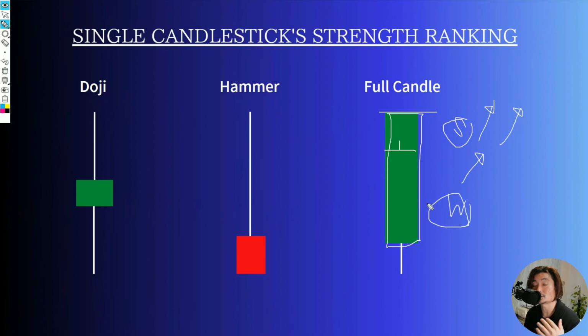Okay, so in this way, it's important to understand these dynamics also, because in real trading, it's actually pretty rare to get these perfect exemplary single candlesticks. Okay, so now let's go on to the candlestick patterns strength ranking.